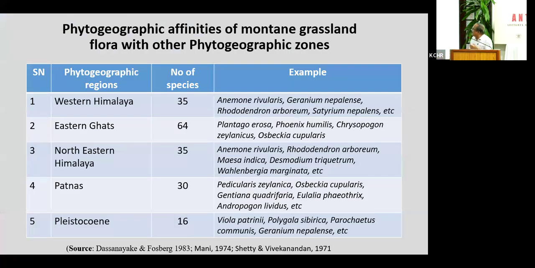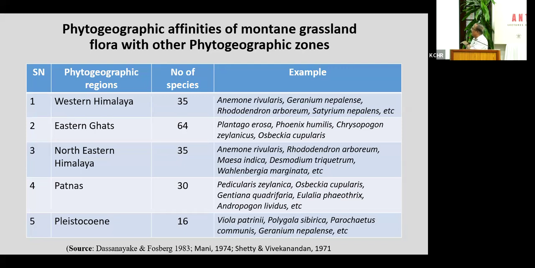Just move it. Okay, I wanted to tell you that some of the species are common to the other phytogeographic regions. This is only of the grassland, not shola. So grassland itself has many species which are common with the other phytogeographic zones of the country. Western Himalaya, then Eastern Ghats, then Northeastern Himalaya, Patnas of Sri Lanka, and the Pleistocene element also, which is found in the phytogeographic area.